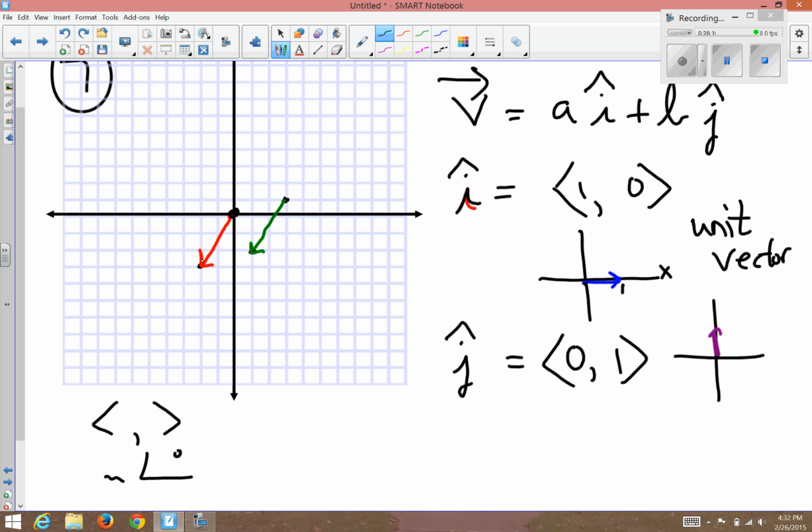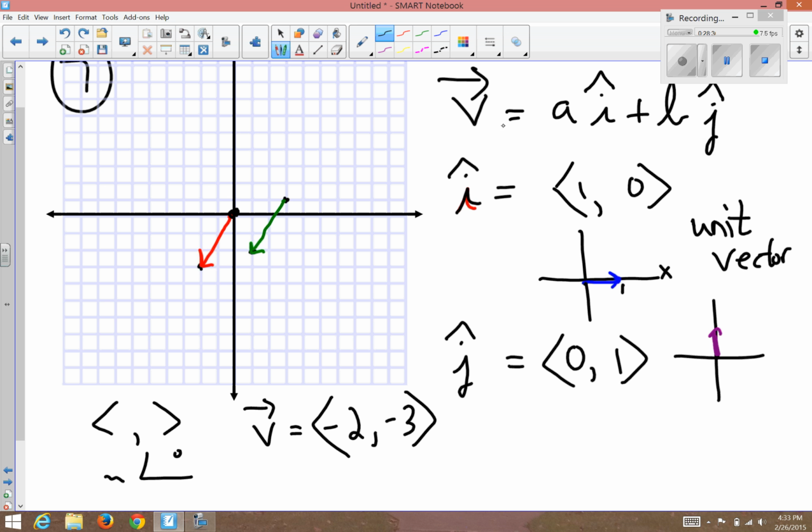So look at where this red vector ended up. The original vector they asked about was the green one. It ended up here, which is the point -2, -3. So that vector could be written like this. That's one way to write it.